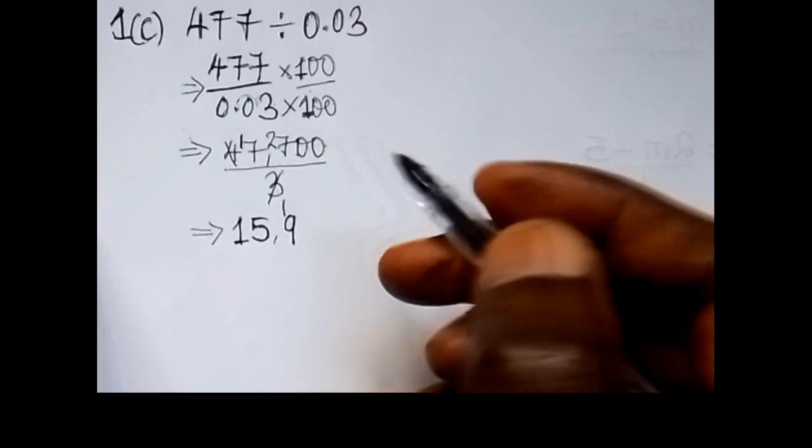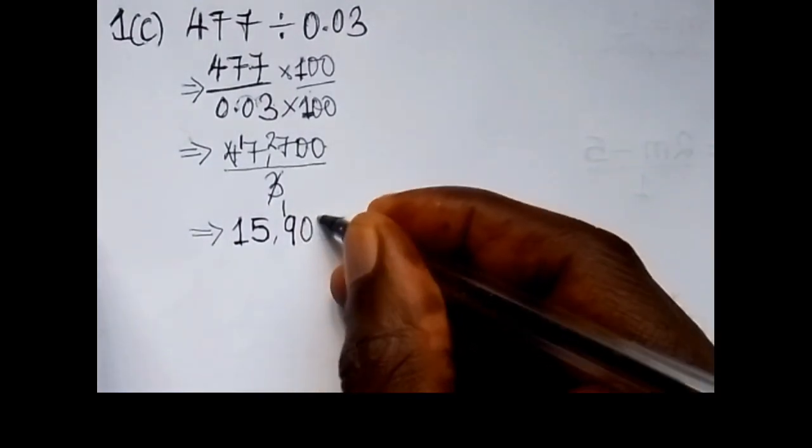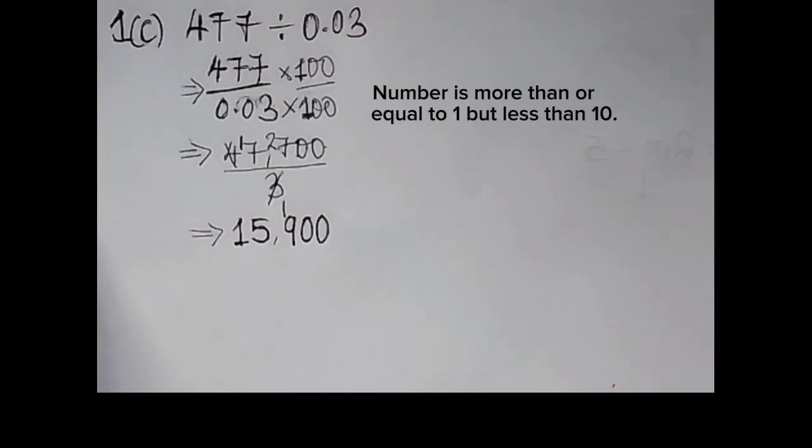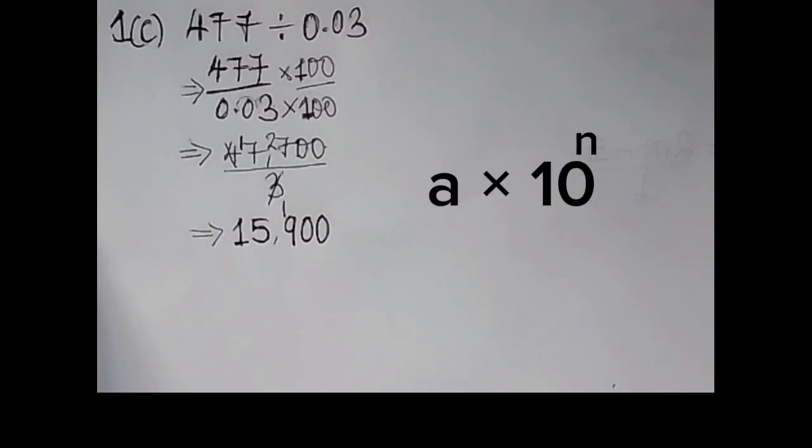So we can just bring down these two zeros, so meaning this is going to be 15,900. So 15,900 is the value we are looking for, and this value is the one that we are going to convert to standard form. Now, standard form is a form where we write a number which is more than or equal to 1 and less than 10, times 10 to the power.